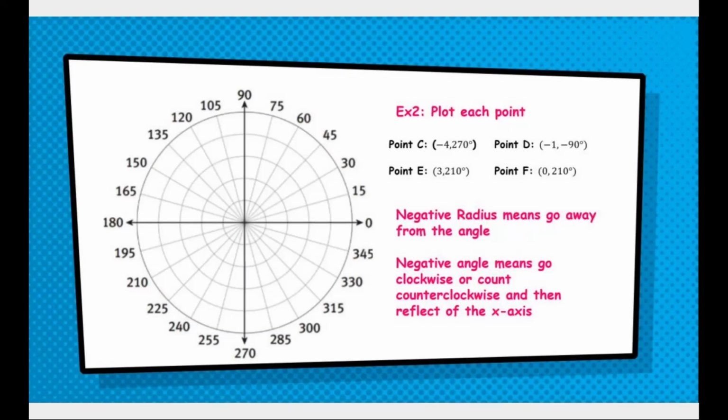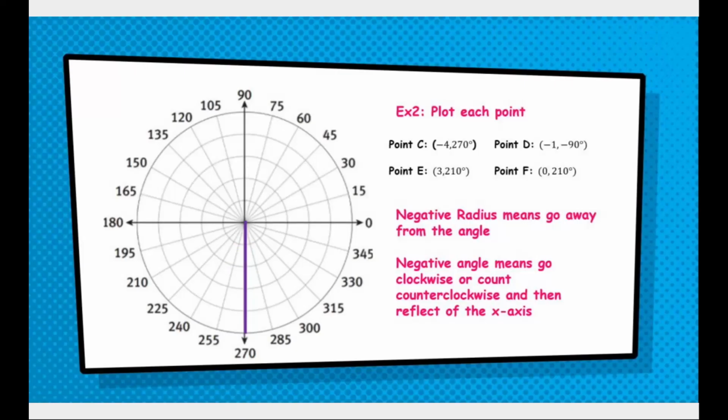All right, let's see if we can plot each one of these points. Now, we do have negative radiuses here, and it's not that bad. We're still going to start off by identifying the angle first. Let me show you what the negative does. 270 degrees would be right here where I have highlighted. And if that was a positive 4, we would go from the origin towards 270 for a total of 4 circles. So there'd be 1, 2, 3, 4, and we'd end up right in here.